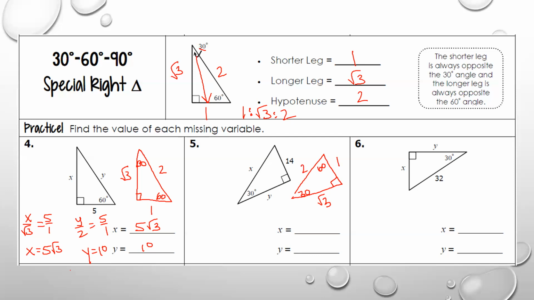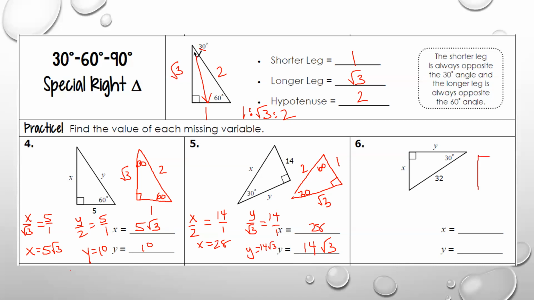So now I can say x corresponds to 2 and 14 corresponds to 1. Cross multiply, we get a nice pretty 28. Y corresponds to root 3 and 14 corresponds to 1. Cross multiply and I get y equals 14 root 3. Notice I'm not using any decimals here. I'm not even using a calculator really. If you need a calculator to multiply these numbers, 14 and 2 and whatever, you can, but no decimals, leave it exact.